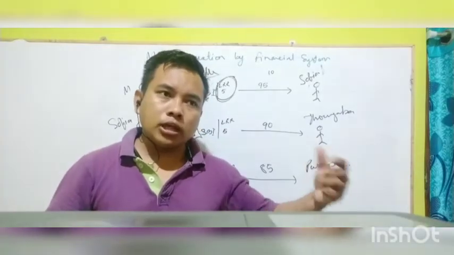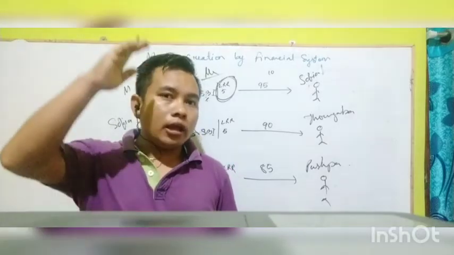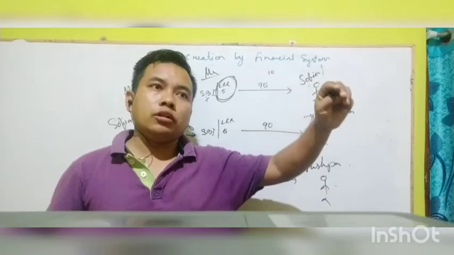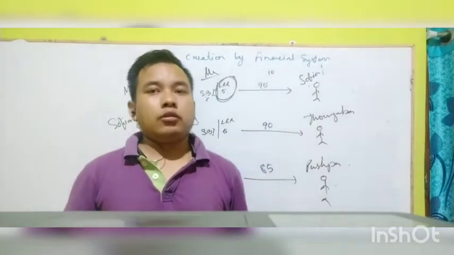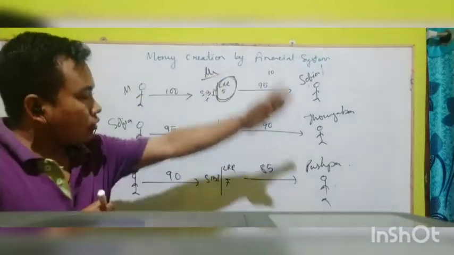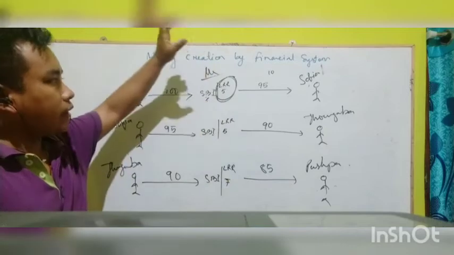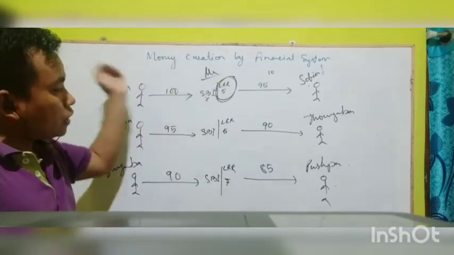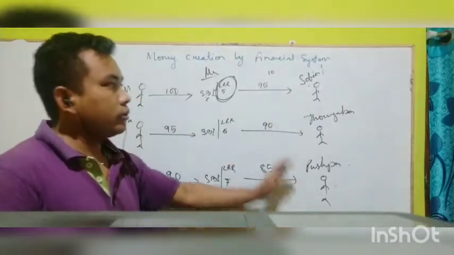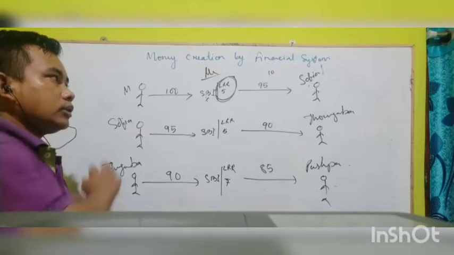If LRR decreases, then more money will be available to circulate in the economy, more money will be created in the economy. So this whole simplified example shows that money can be created by the financial system by circulating the available money. This is the idea.